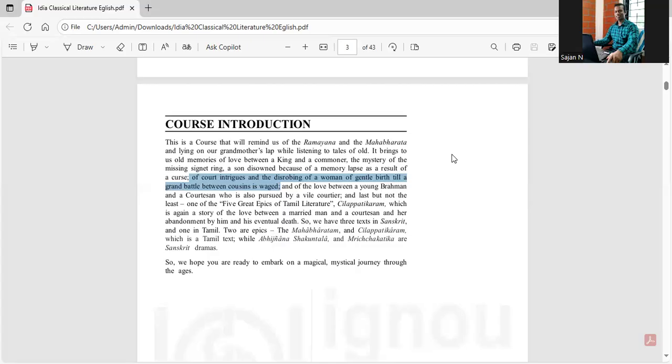Duryodhana orders her to be brought into the assembly and attempts to have her disrobed publicly. Lord Krishna miraculously protects her, making her sari endless so that it cannot be removed. A defining moment of divine intervention. So we saw this divine intervention.